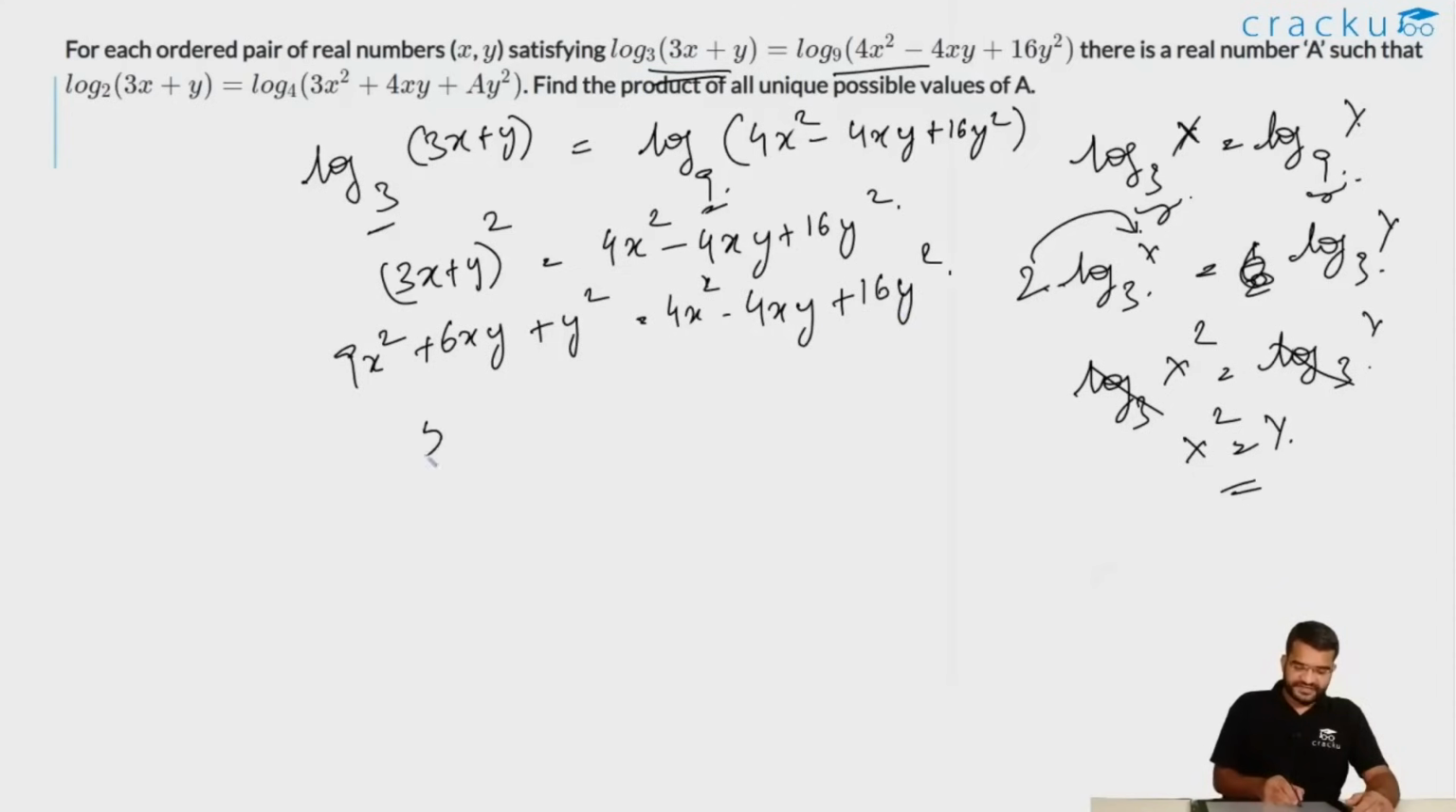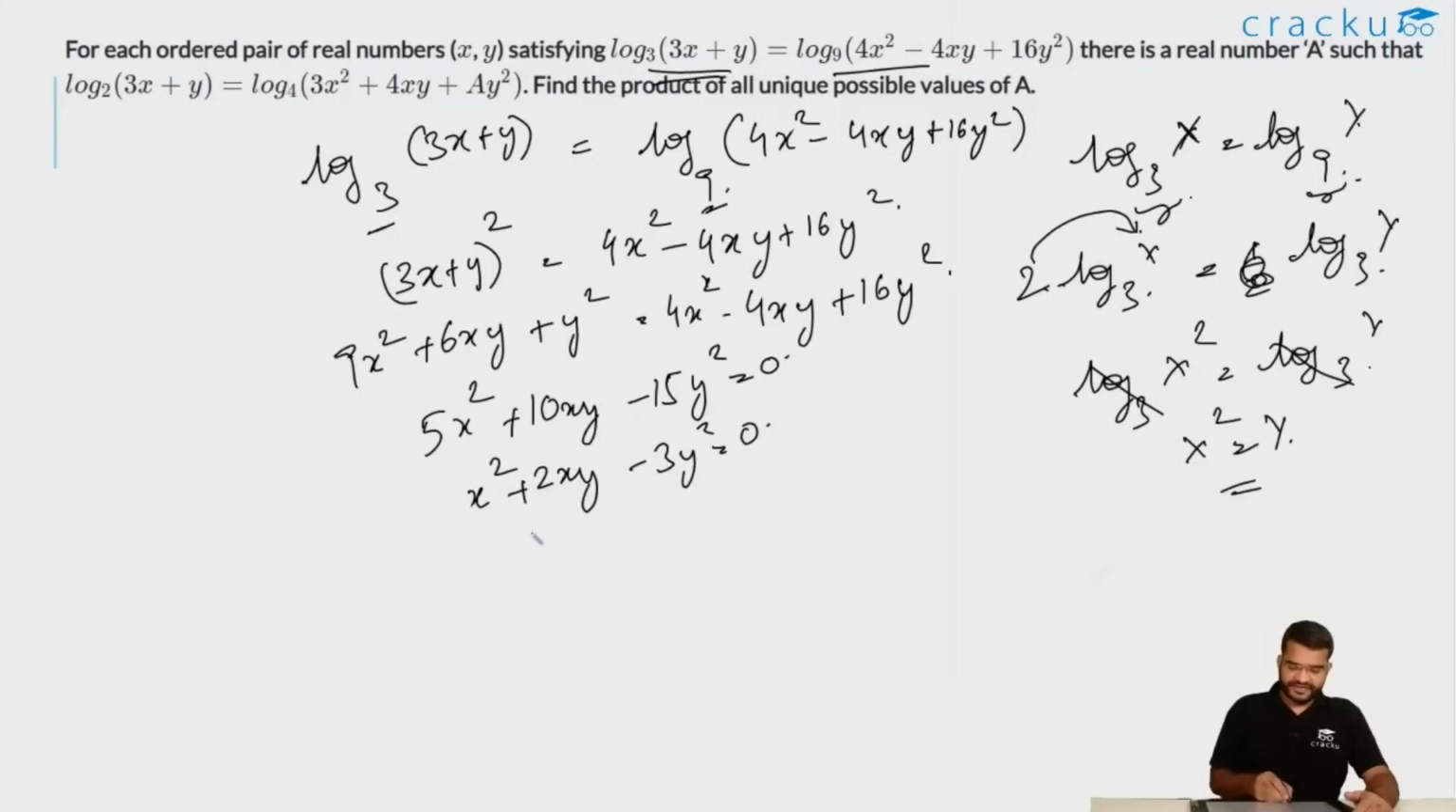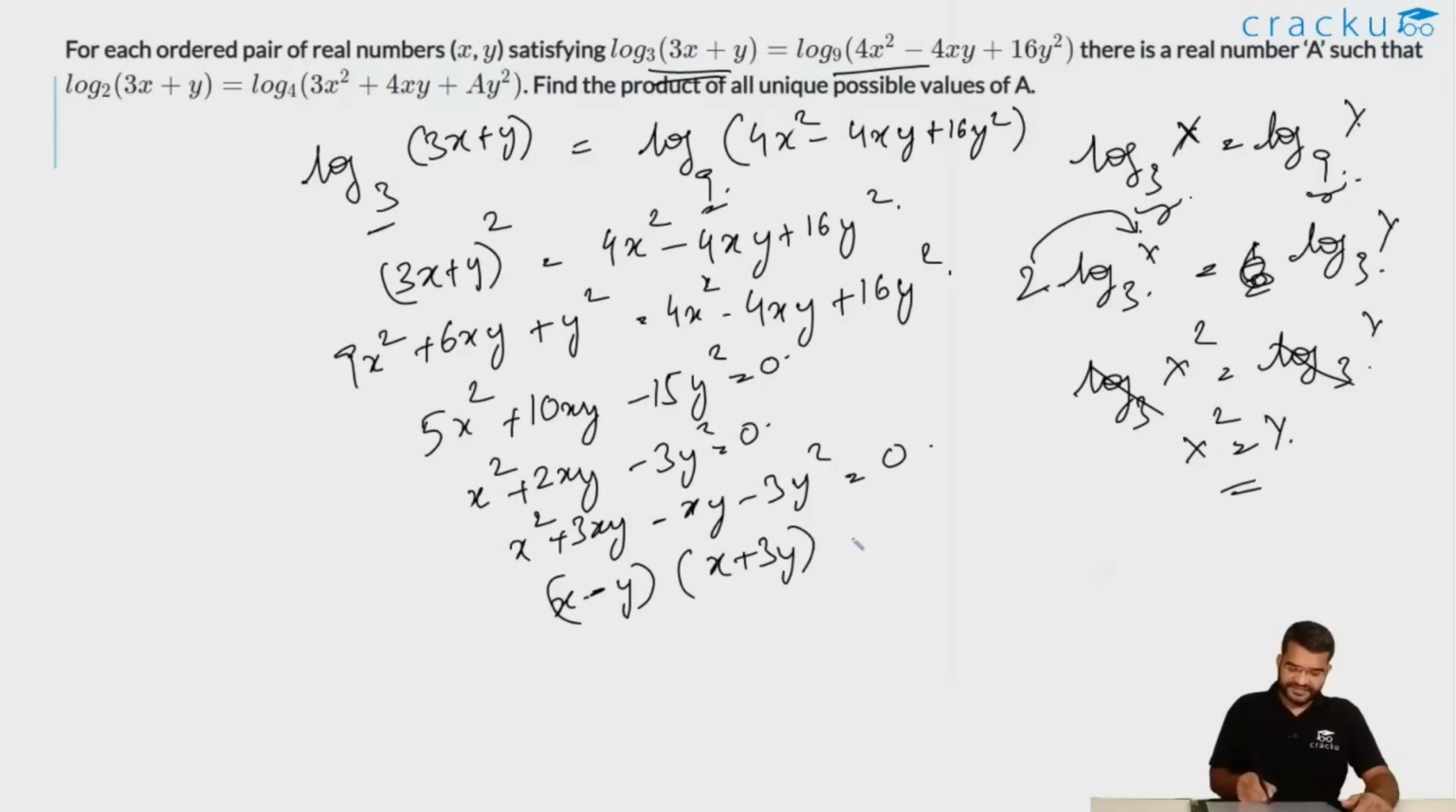You can simplify this as 5x² + 10xy − 15y² = 0. Or you can divide the entire expression by 5 and this would become x² + 2xy − 3y² = 0. You can factorize this as x² + 3xy − xy − 3y² = 0. Or you can take x common over here and y common over there. So this will be (x − y)(x + 3y) = 0.